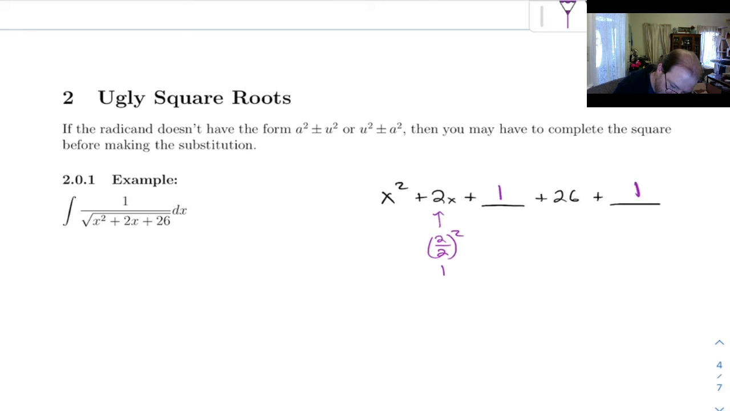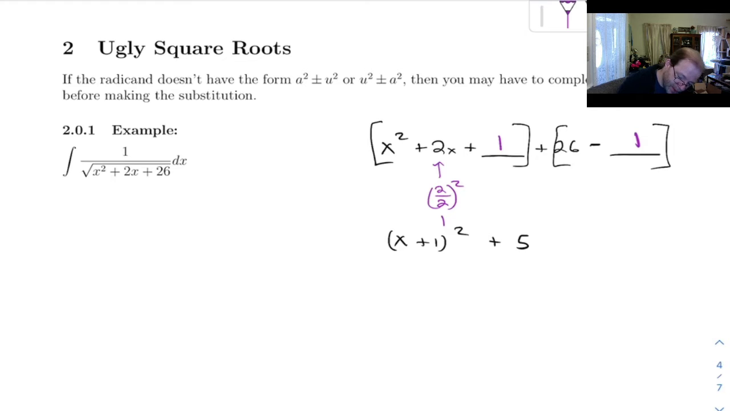And actually, I'm going to make this a minus instead of a plus. And then we're going to split this into this and that. Now we've got a perfect square over here, so this is going to be x plus 1 squared, then plus 26 minus 1, which is 25. So we can rewrite our integral over here as the integral of 1 over the square root of x plus 1 squared plus 25.